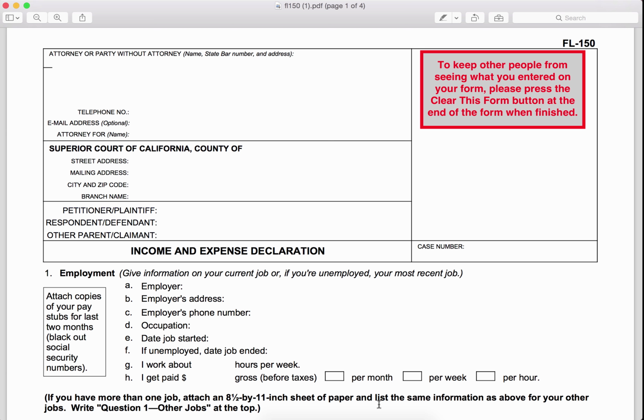In order to fill this form out, it will be helpful to have your pay stubs for the previous 2 months, your most recent tax returns, and some recent bills. If you're self-employed, then your Schedule C.